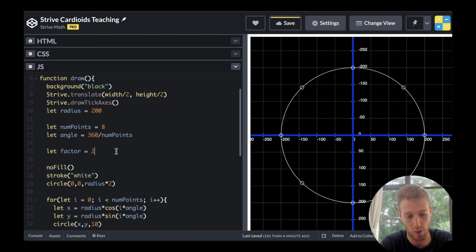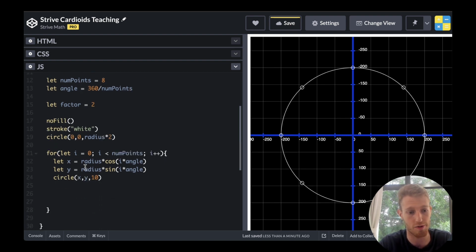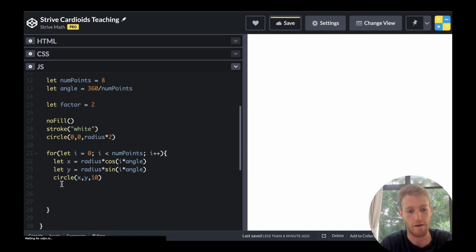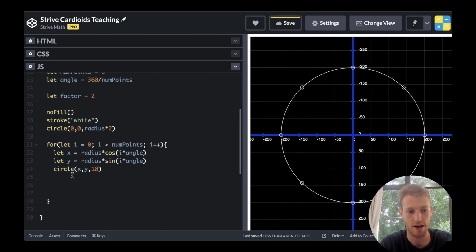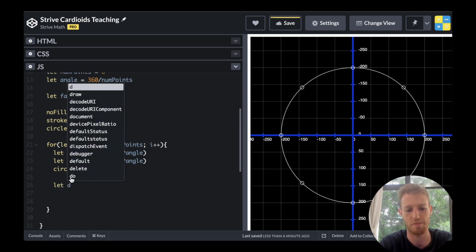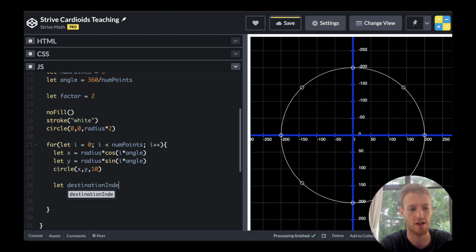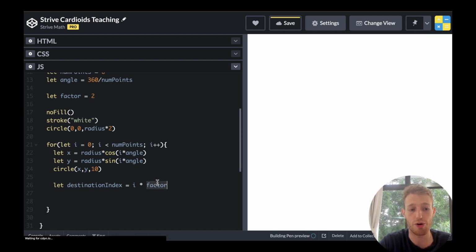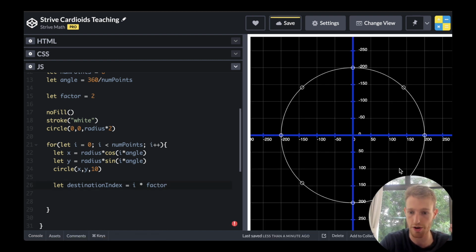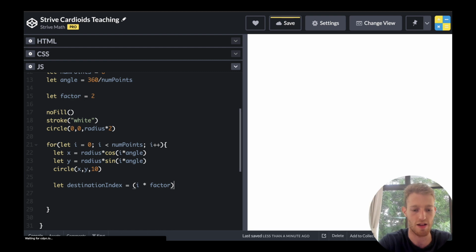And we then want to loop through. So this is our index over here. And then we find our destination index by multiplying our current index by our factor. So we can say let destination index is equal to i times our factor. Now we need to translate that because sometimes it's going to go over. Like if we're at position 7, for example, and 7 times 2 is 14, where is that? We need to do the modular arithmetic that we did previously. So we need to take that modulus the number of points.